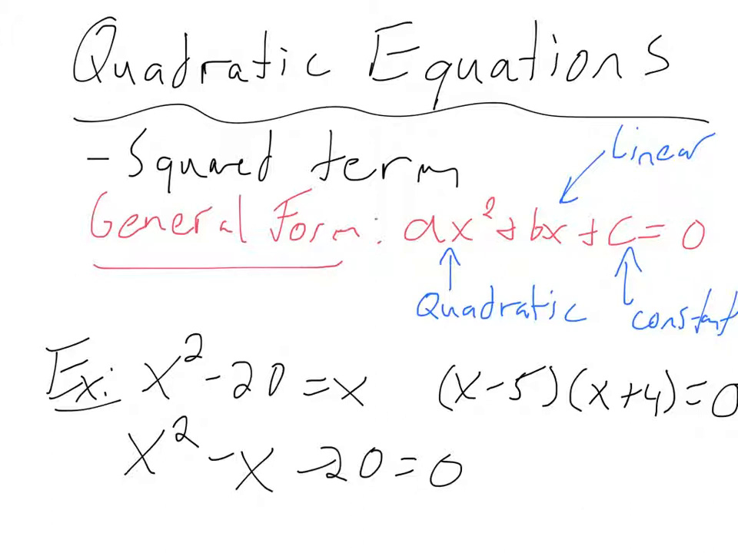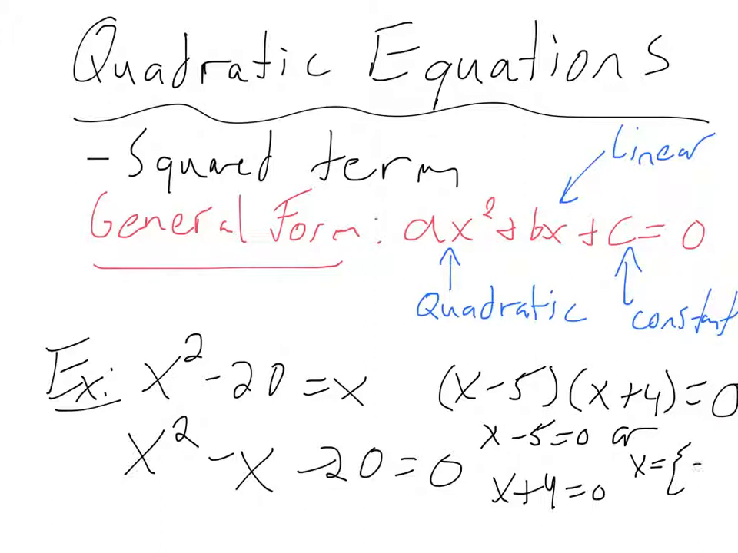Set those parts equal to 0. Yeah, because if something times something equals 0, then one of those two somethings has to be 0, right? So that means either x minus 5 has to be equal to 0, or x plus 4 equals 0. I mean, the two possible values that x could be would be 5 and negative 4, right?